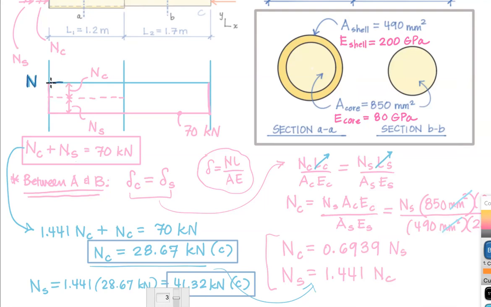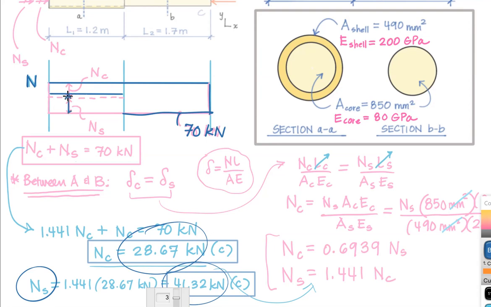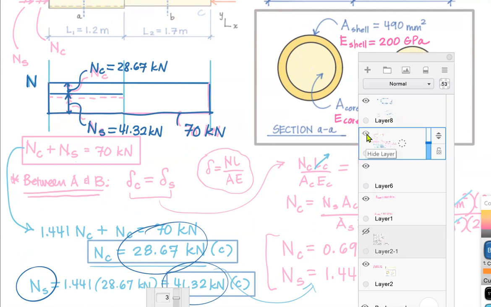All right, so let's redo our normal force diagram. We know that over on the right segment of the beam, that's still equal to 70 kilonewtons, but now we see that the normal force in the shell element is a little bit bigger than that in the core. So I'm going to maybe exaggerate this a little bit more. And so we'll say that N sub S is equal to 41.32 kilonewtons. N sub C is equal to 28.67 kilonewtons. Finish off this plot of our normal forces. And I think we're done with that layer.